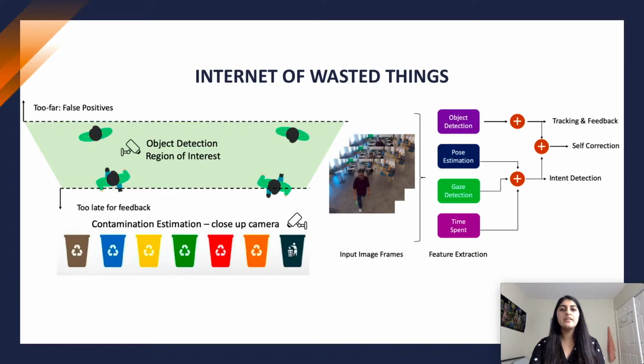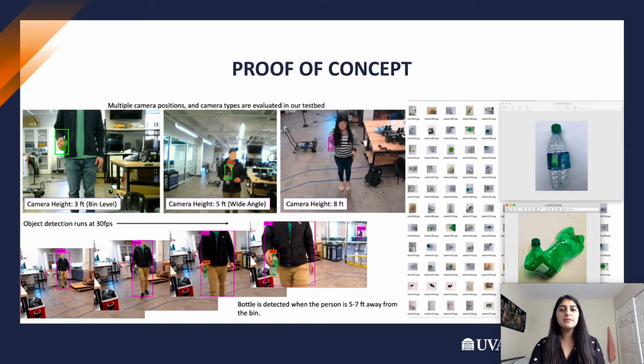Our project, called the Internet of Wasted Things, seeks to curb contamination at the point of disposal by detecting the waste object via camera and machine learning, and then lighting the correct recycling or trash bin with LED lights. The first semester I worked on this project, we completed a closed-loop proof of concept of this idea, where we used the YOLO V3 library to detect an object and light a recycling bin.